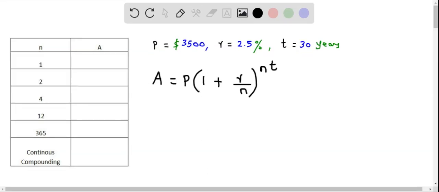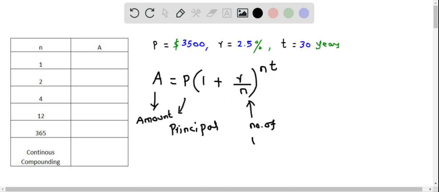Here we utilize this amount formula that is given by A equals P times (1 plus r over n) raised to the power of nt, where P represents the principal, A represents the amount after t years, and n represents the number of times compounded.